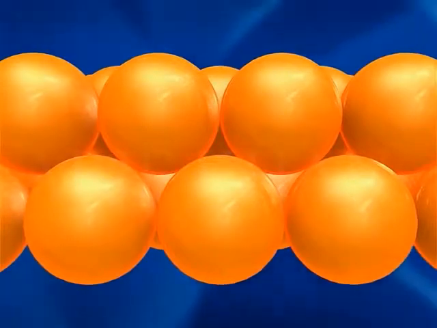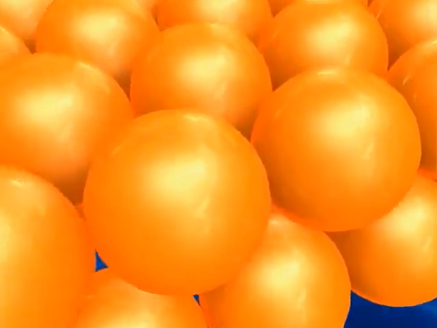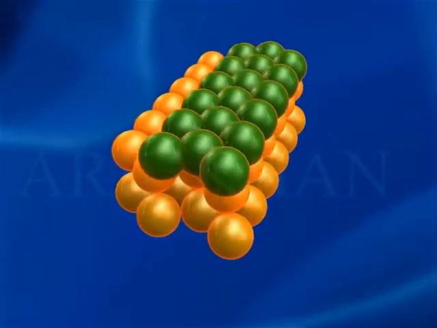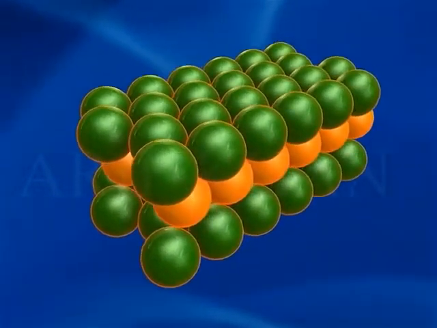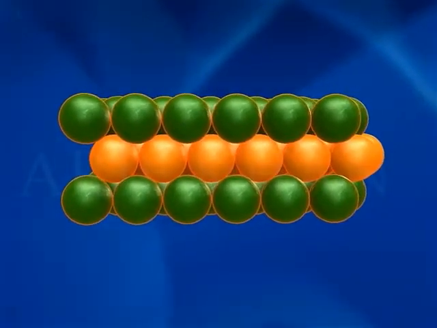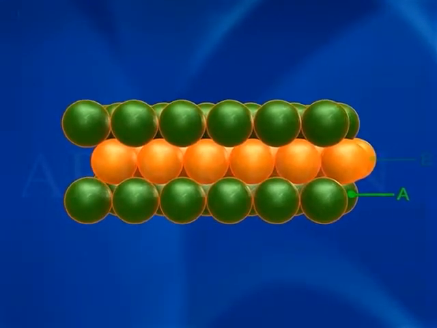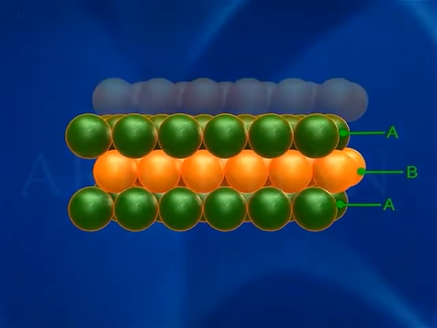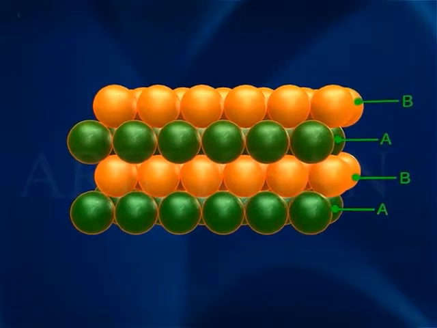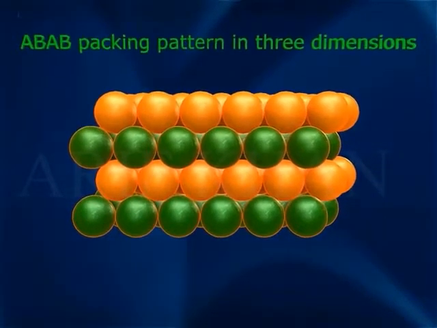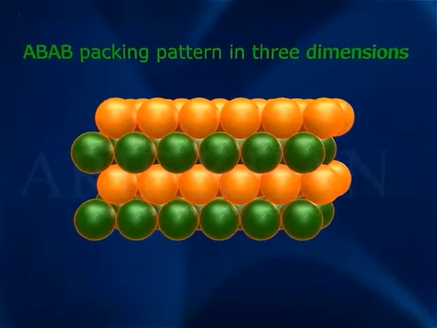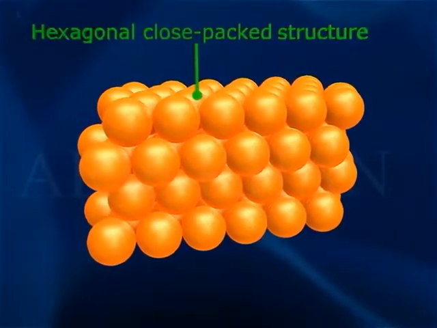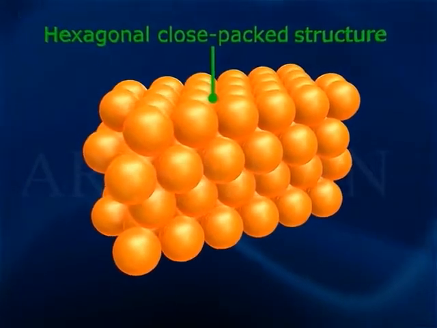The third layer is then placed over the second layer, covering its tetrahedral voids. The particles of the third layer in this case are exactly aligned with that of the first layer. So, if the first layer is A-type and the second layer is B-type, the third layer will again be A-type. This pattern repeats in the subsequent layers and is called ABAB packing pattern in 3 dimensions. The structure resulting from this packing pattern is called a hexagonal close packed structure.